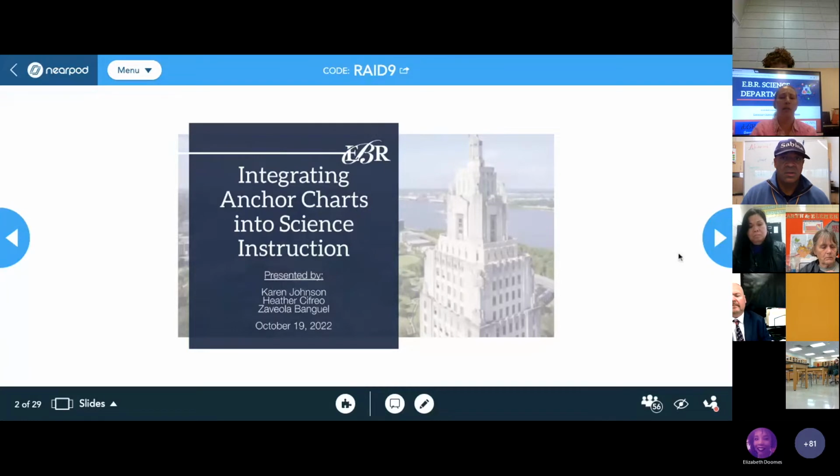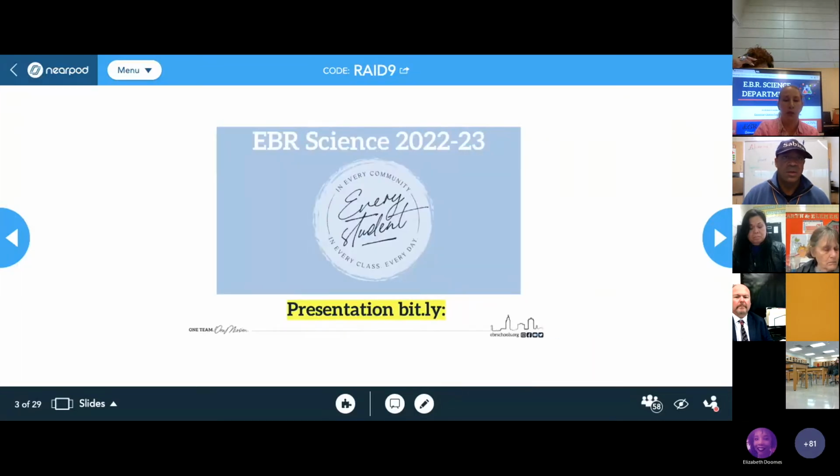So today's PD is on integrating anchor charts into science instruction. And it's one of the 5 cornerstones of science instruction we started talking about this year.